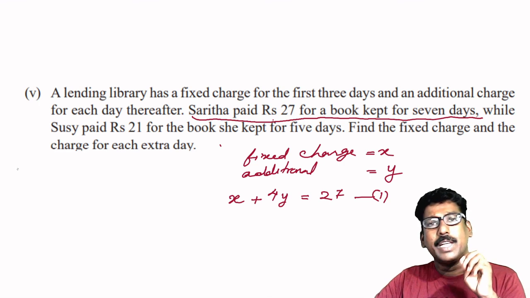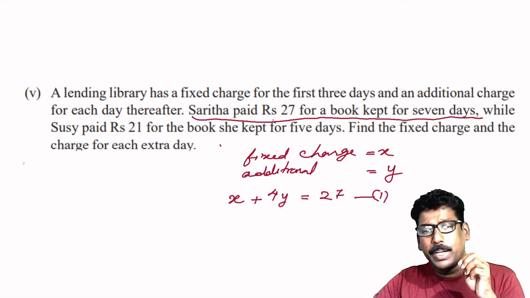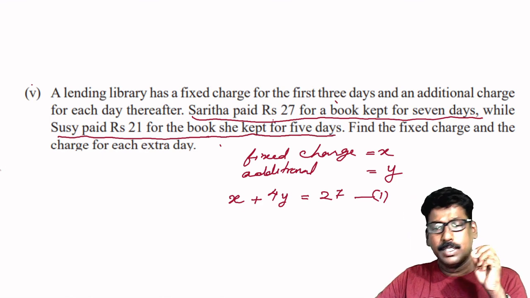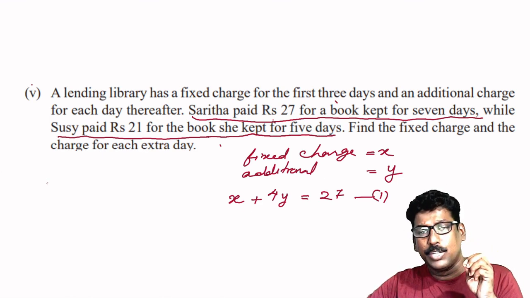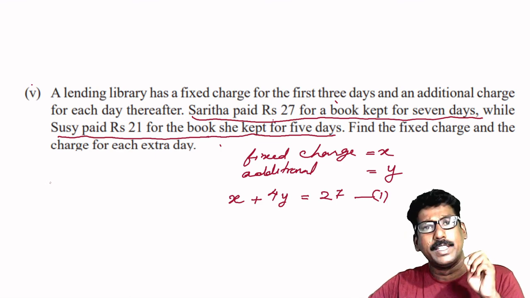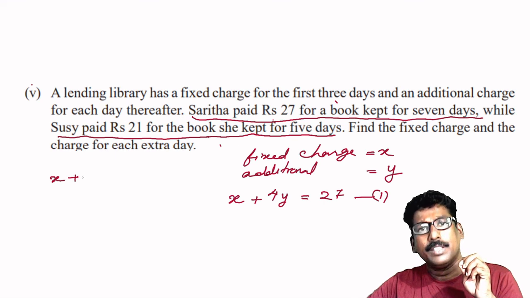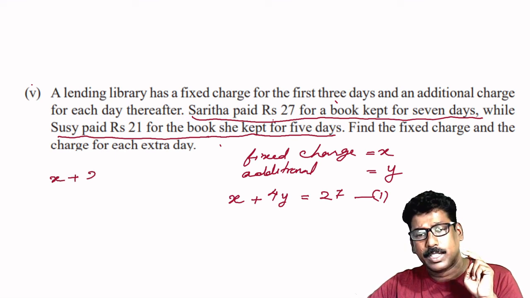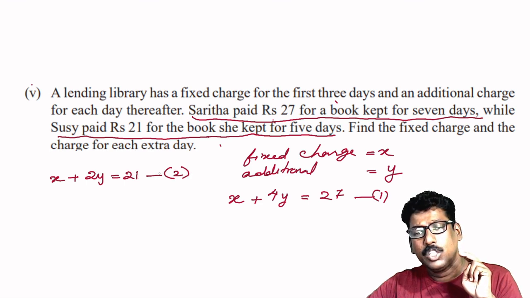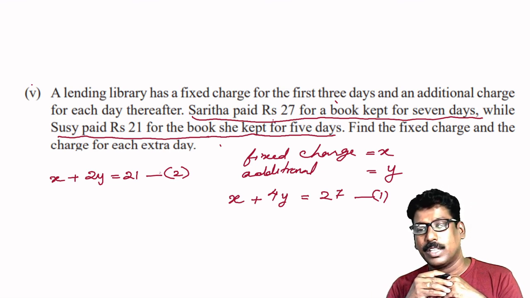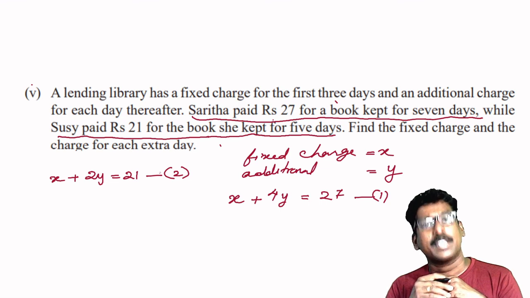Now what will be the second case? Susie paid 21 rupees for the book she kept for 5 days. That means she paid 21 rupees for 5 days. For 3 days it is x. The remaining 2 days will be 2y, which is equal to 21. This is equation number 2. Now solve these two equations. You will get the fixed charge and the charge for each extra day.